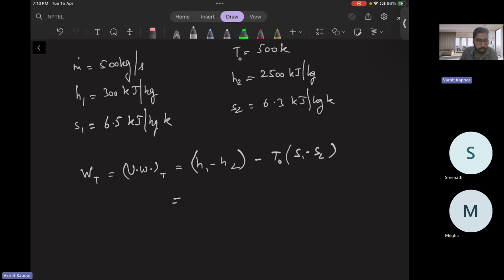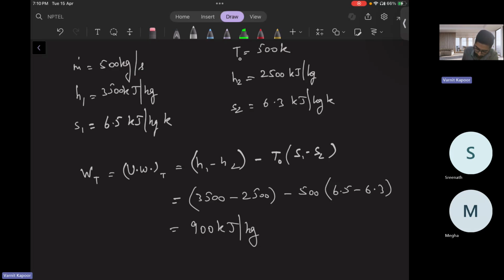Have I written the values wrong? Oh, H1 was 3500, sorry. So that is 3500 minus 2500, T naught is 500, S1 is 6.5, S2 is 6.3. So this comes out to be 900 kilojoule per kg. That is work by turbine.